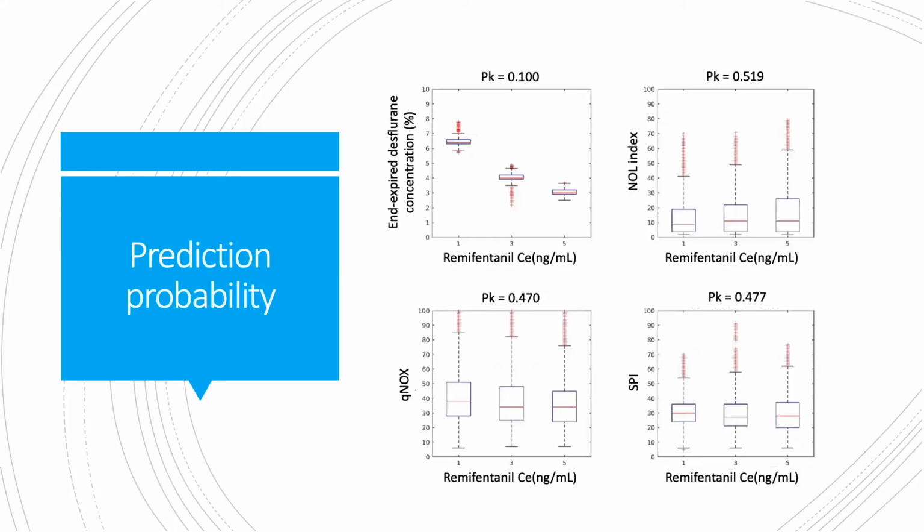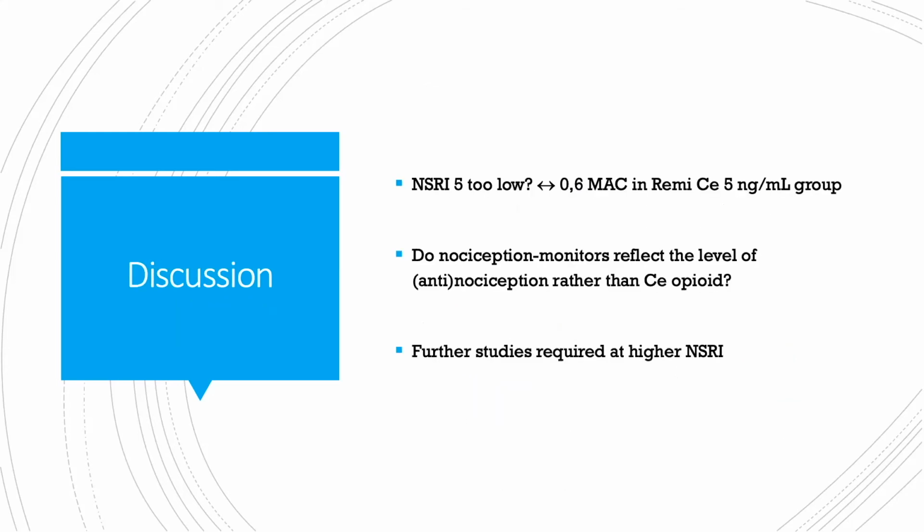However, our monitors were not able to give us an idea about the changing remifentanil concentrations. In our study, they did not do better in predicting the remifentanil concentrations than tossing a coin. This is clearly in contradiction with other studies that say that these monitors can be used to titrate opioids. So maybe an NSRI of 5 is too low. Maybe at an NSRI of 5, there's no chance for nociception to show.